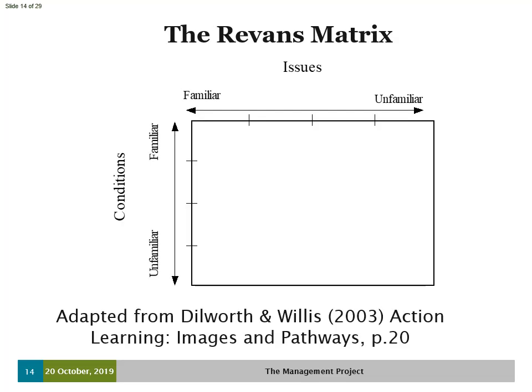This diagram shows what's referred to as a Revans matrix, where we have issues that are familiar or unfamiliar, and we have conditions that are also familiar and unfamiliar. It has been adapted from the original. The reason is this is shown as a 2x2 matrix, where in actual fact it is something that is more on a scale rather than a definite boundary between the two.